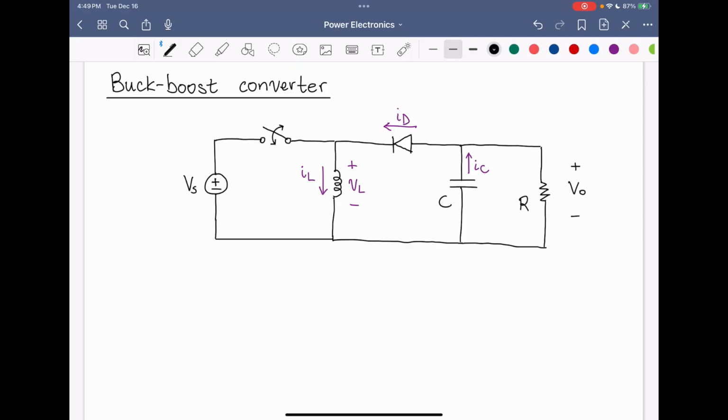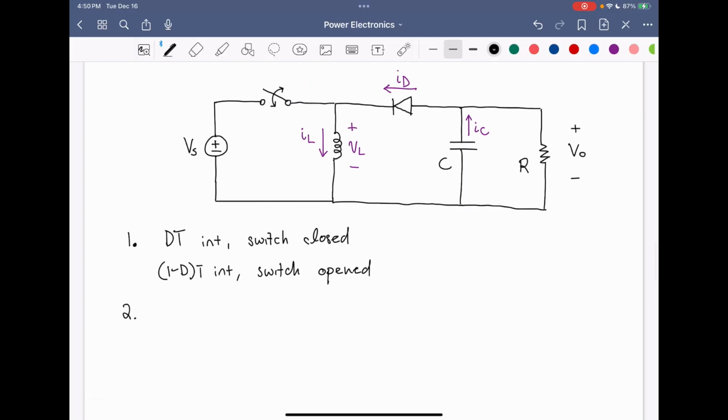They're as follows. First, we're going to assume that the switch is turned on during the DT interval, and then we're going to open the switch during the 1 minus D T interval. So in the DT interval, we have the switch closed, and then in the 1 minus D T interval, we have the switch opened.